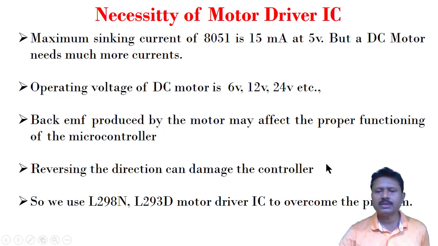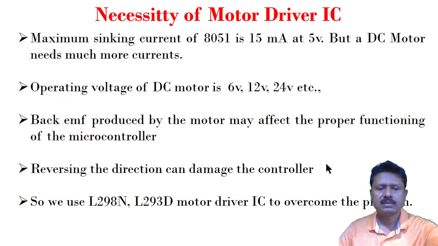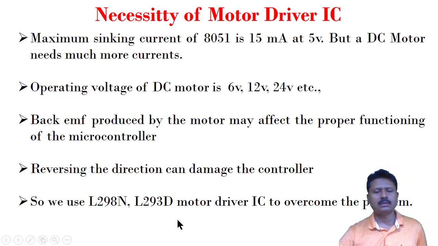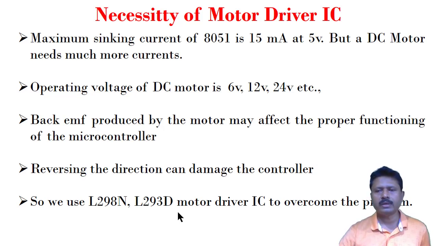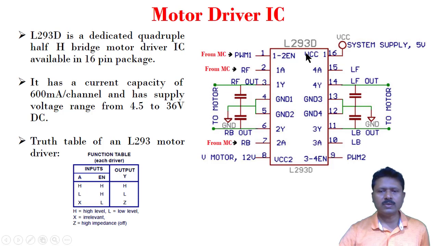There are different drawbacks, and to overcome them, one extra device should be connected between the DC motor and the microcontroller. That extra device is the driver circuit, the DC motor driver IC. It is normally the L298 or L293. These two are the available motor driver ICs, required when we want to control the DC motor using the microcontroller. Now this is the driver IC. This is the L293 driver IC.